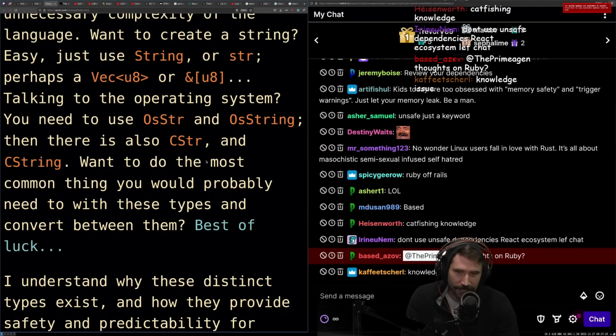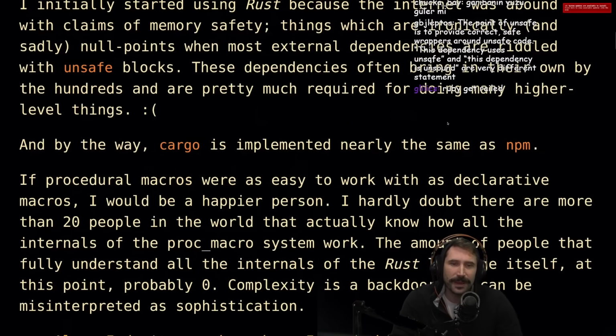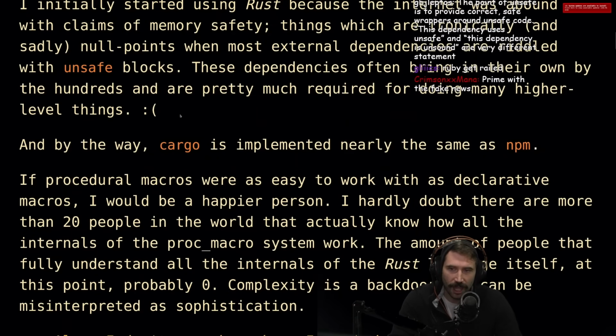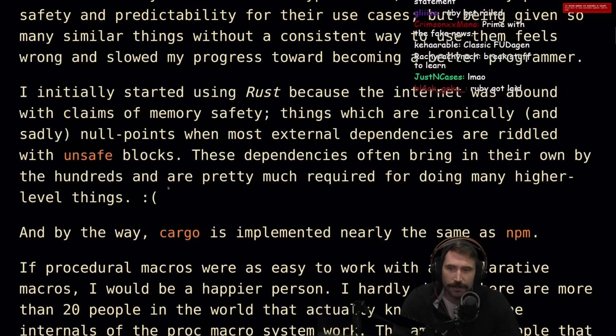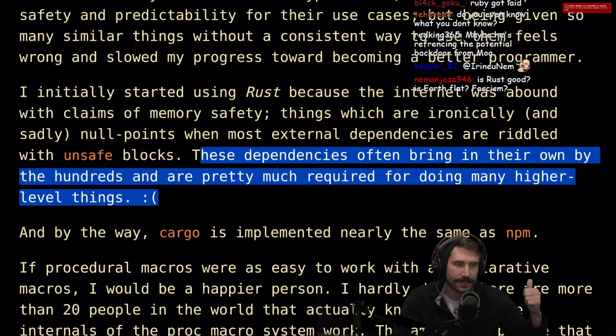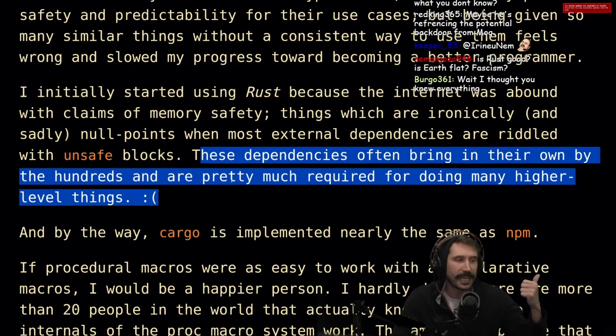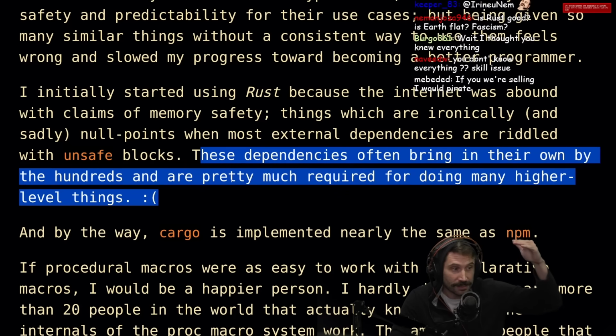But Greg, appreciate you. I'm very curious about this article, though, because it seems exciting. These dependencies often bring in their own by the hundreds and are pretty much required in doing any of the higher level things. Okay, I mean, the second part's definitely true in the sense that every Rust project underneath the sun has Saturday. Okay, it has Saturday just on. There is definitely the list of things.